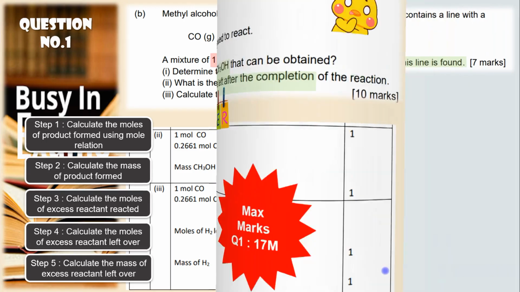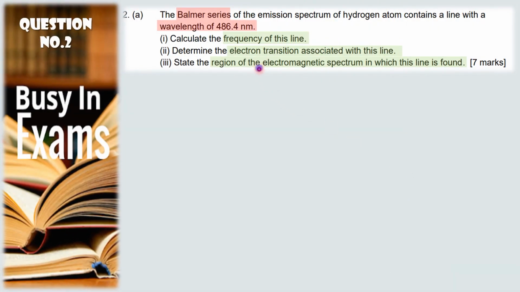Okay, so now we move to the second question that refers to chapter 2. So please remember, one question refers to one chapter. So number 1 refers to chapter 1. So number 2 refers to chapter 2. So given to you the Balmer series, and also given to you the wavelength. Unit is nanometer. So you have to calculate the frequency of this line.